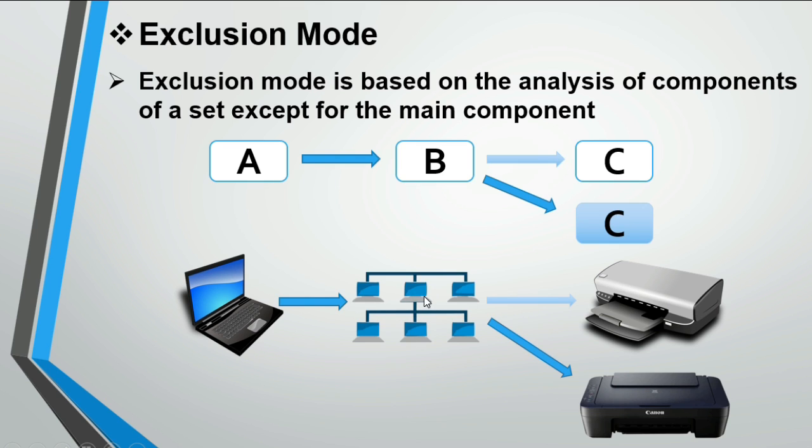Maybe there is a problem with the network or with the laptop itself. So you should check your laptop or your computer and confirm if you have the printer driver. Also check all cables, so the network cables, and also you have to configure the IP addresses. These are two modes that you can use to troubleshoot a printer or a failed laptop. Anything you can troubleshoot, you can use these two modes: inclusion mode and exclusion mode.